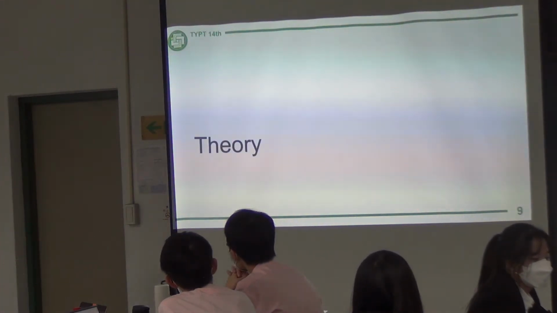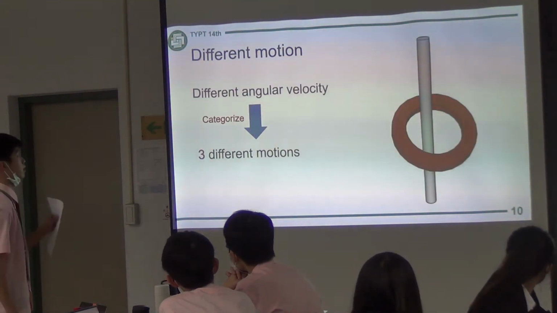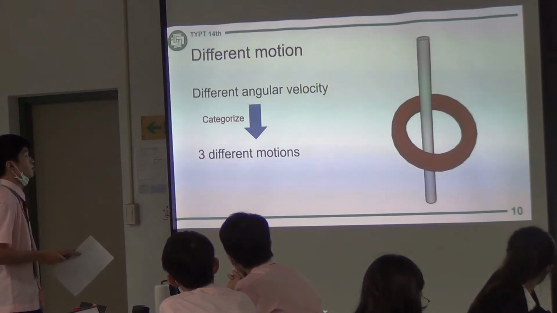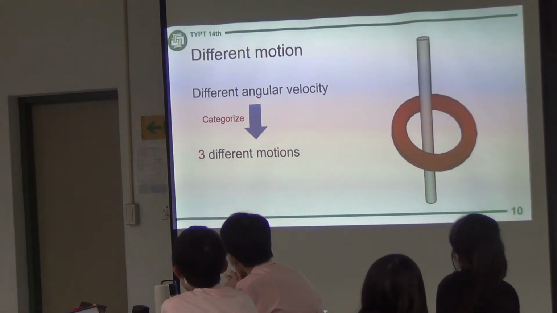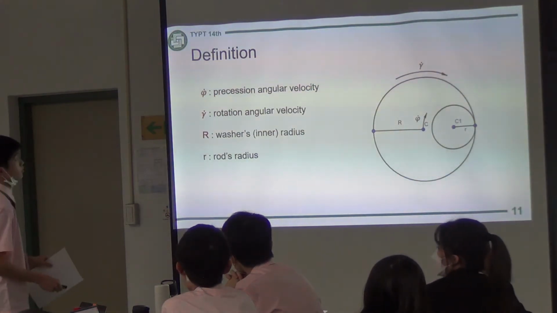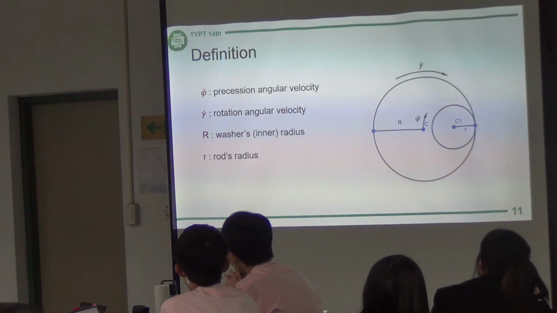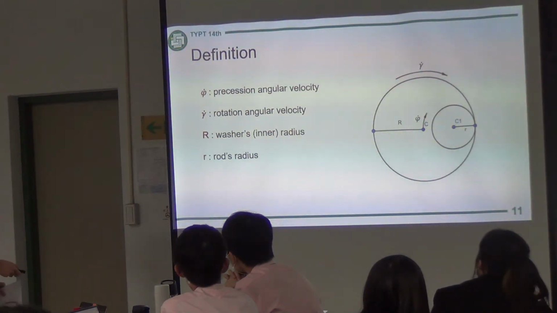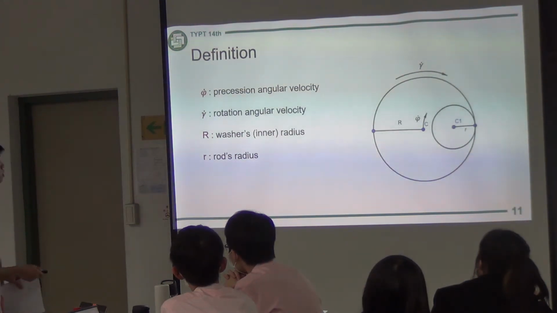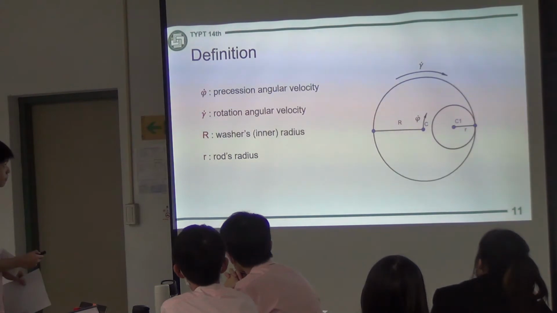Okay. So let's go to our theory part. So I will categorize this phenomenon into 3 different motions with different angular velocities. So these are several definitions: psi dot stands for the precession angular velocity, and gamma dot is the rotation angular velocity. Big R is the washer's inner radius, and small r is the rod's radius.